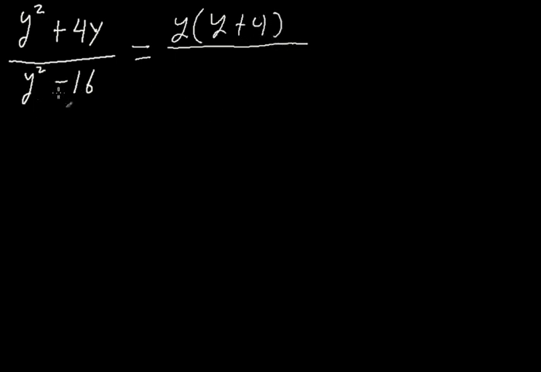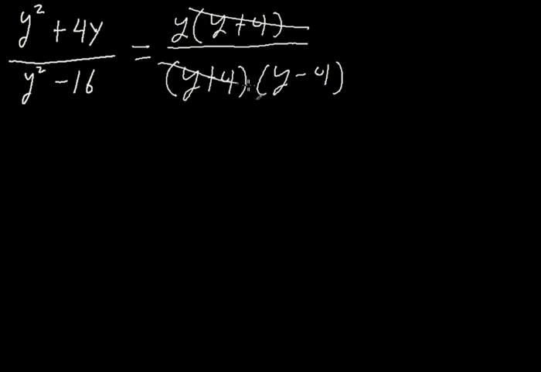For the denominator, again, I think this is difference of squares. So that would be y plus 4, y minus 4. Okay. And look, on both top and bottom, I have y plus 4, so I can cancel it. Okay. So I'm going to be left with y over y minus 4. And I'll put parentheses around that to show that that's a single term. That's it. So that's simplified for that one. Let's look at the next example.